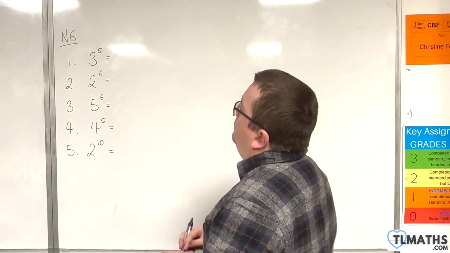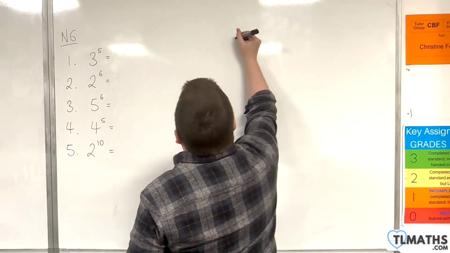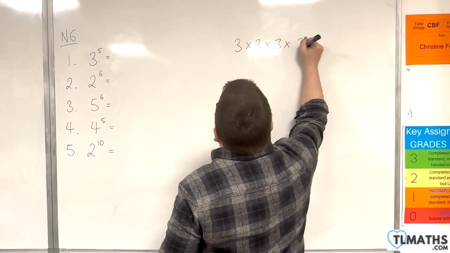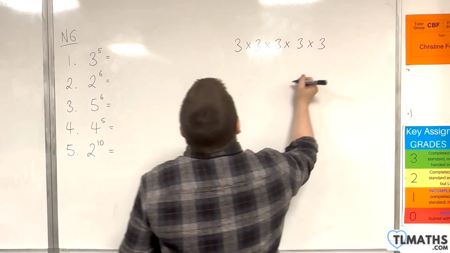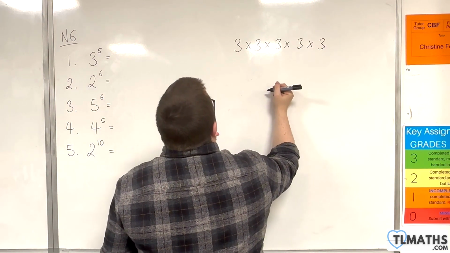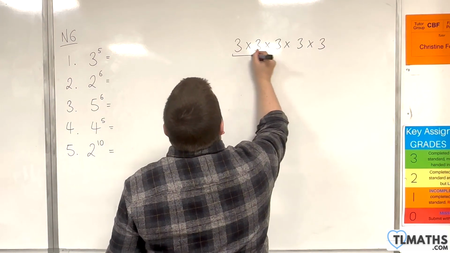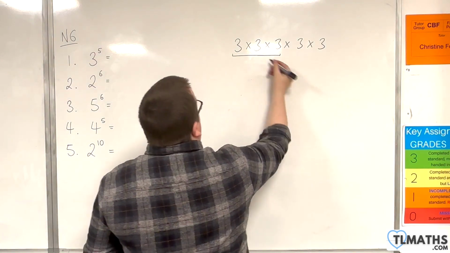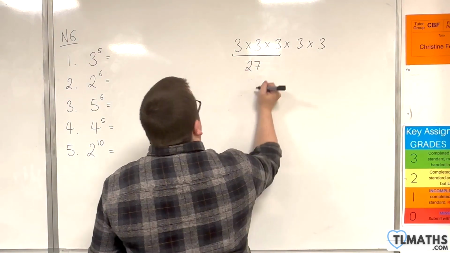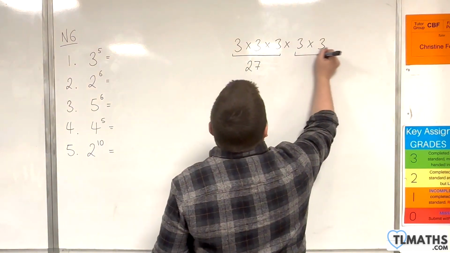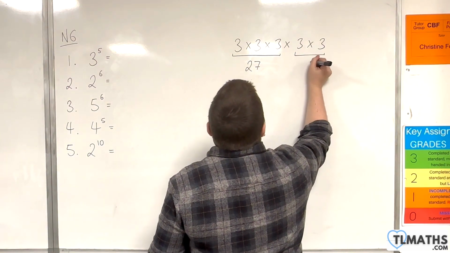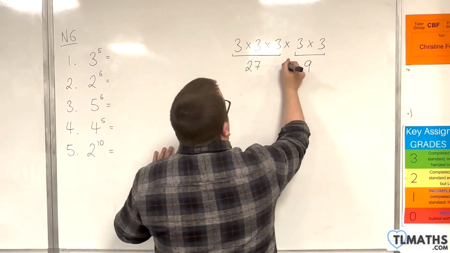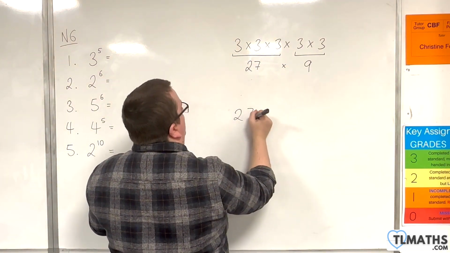So the first one is 3 to the power of 5. So 3 times 3 times 3 times 3 times 3. Now I would suggest you break this up. So here we've got 3 times 3 times 3, so 3 cubed, and that's 27. 3 squared, 3 times 3 is 9. So I can work out our answer by multiplying 27 by 9.